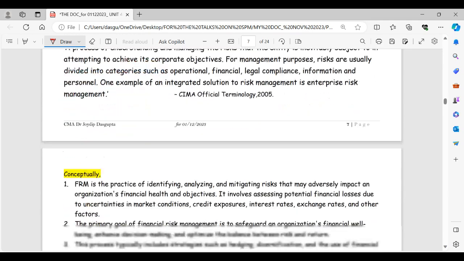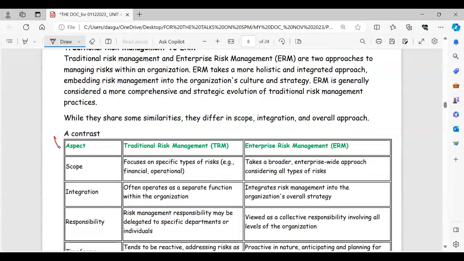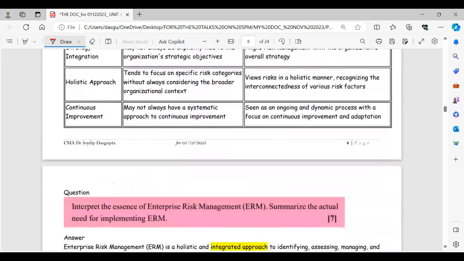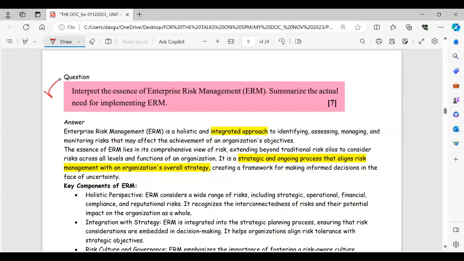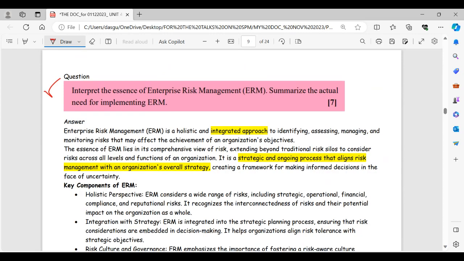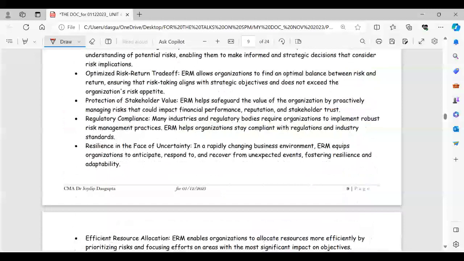Now there is a very interesting thing I have included. Traditional risk management considers each risk separately. But enterprise risk management, which is also part of the syllabus, is when you consider the total risk of the concern. Please look into this, it is a very important issue. Whenever you talk about ERM, a question came: interpret the essence of ERM, summarize the actual need for implementing an ERM. And I have, in my opinion, written something about it.